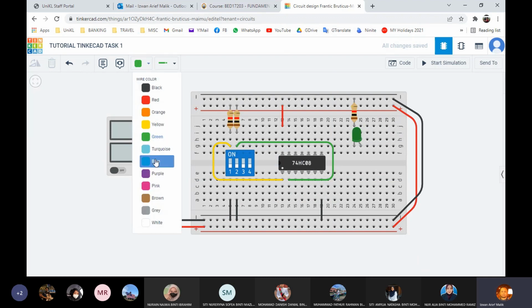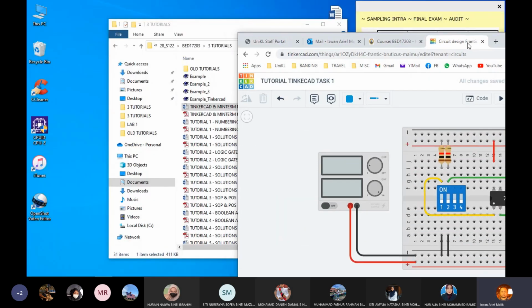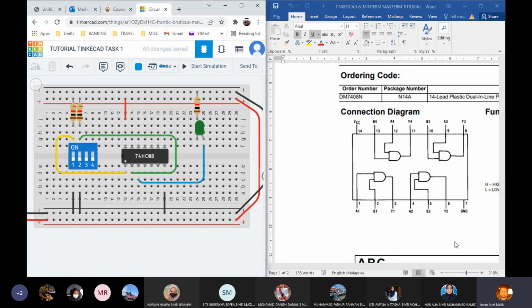So saya pakai lagi warna lain, blue pula. Output dia dekat output 1, so saya tarik dari sini masuk ke N0 punya connection. So N0 masuk ke sini and then cathode masuk ke terminal. Meaning Z now sekarang saya dah ada connection saya. Cuma sekarang saya nak test betul ke saya boleh dapat output sama macam this truth table.